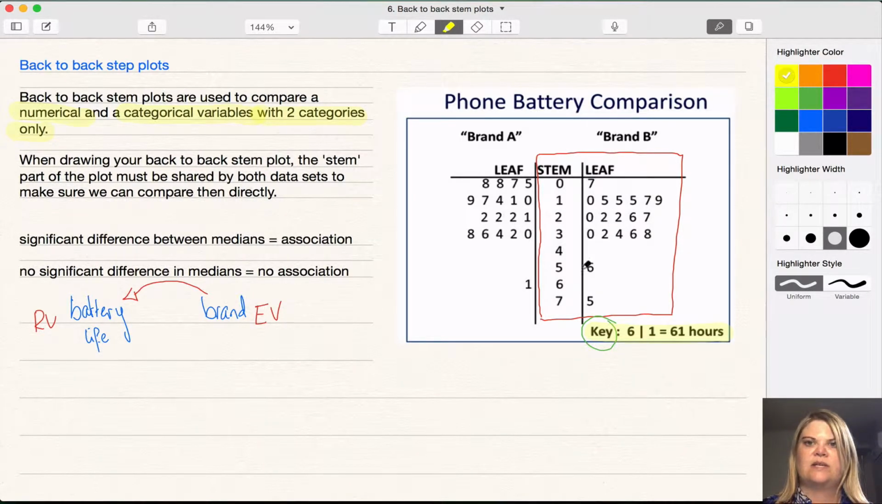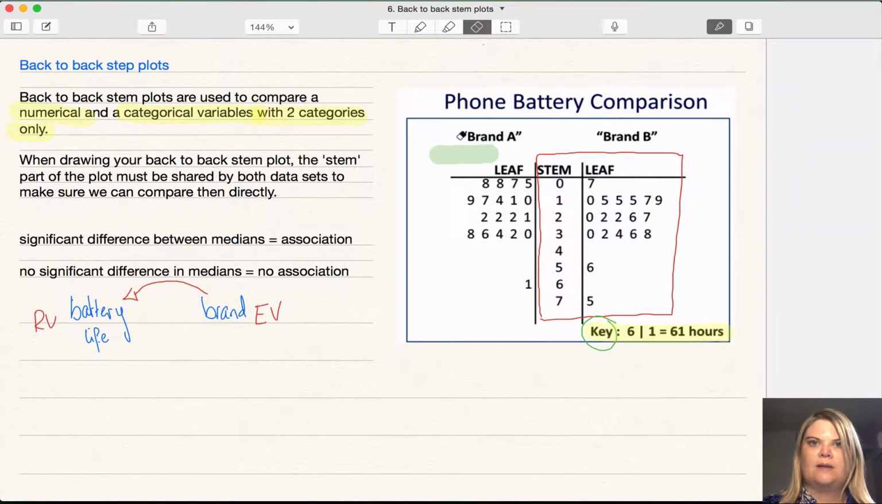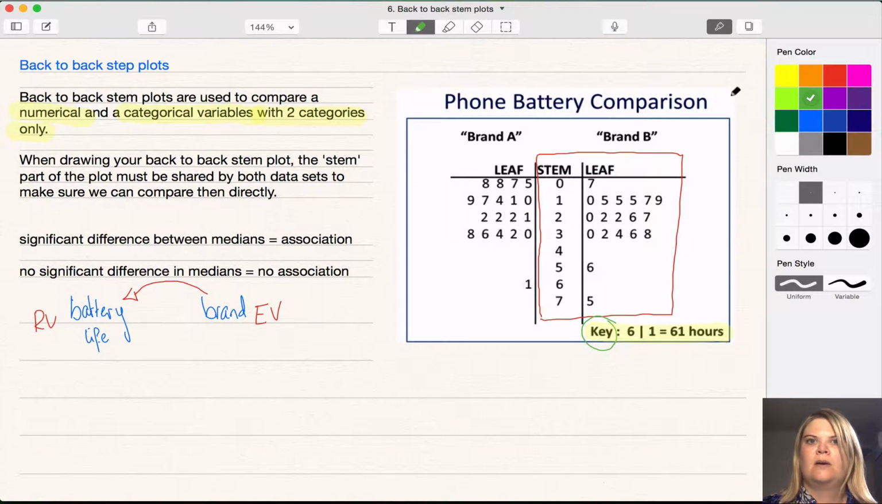All we've done here is taken a second stem and leaf plot and we've kind of put it backwards. So it's like a mirror image. We've flipped it around. So we use the exact same stems down the middle. They stay the same. And instead of going from left to right, we go right to left.